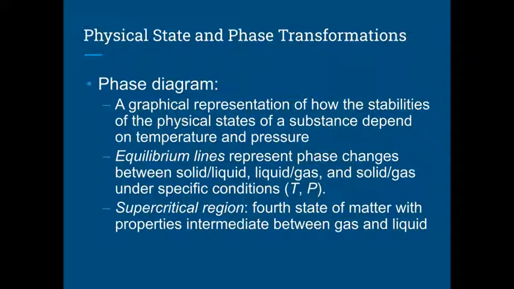So a phase diagram is a graphical representation of how the stabilities of the physical states of a substance depend on temperature and pressure. The equilibrium lines represent phase changes between solid liquid, liquid gas, and solid gas under specific conditions or different temperature and pressures. The supercritical region is the fourth state of matter with properties intermediate between gas and liquid.